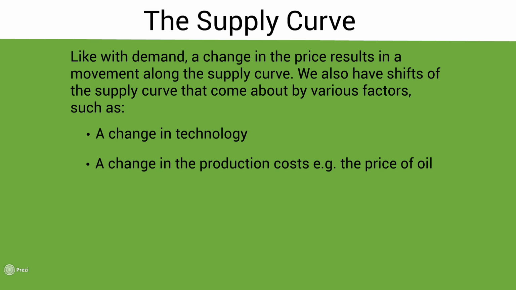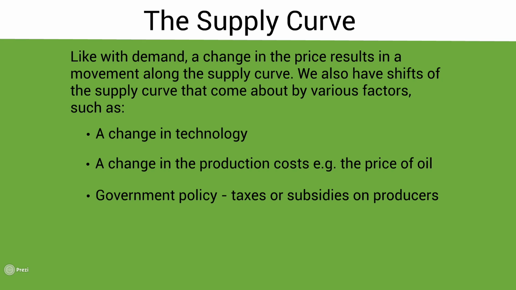Another factor is government policies. Governments can place taxes or subsidies on producers. If they place a tax on the producers, this means that it's more expensive for firms to bring goods or services to the market. This tax causes the supply curve to shift inwards.